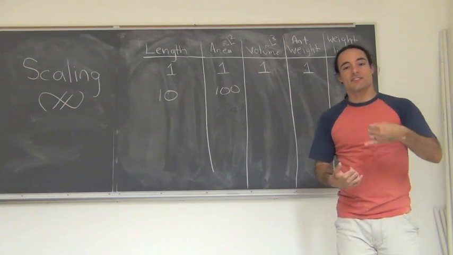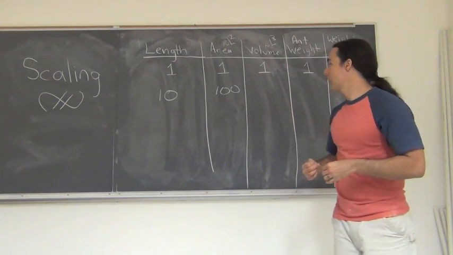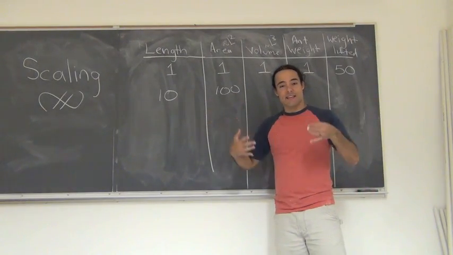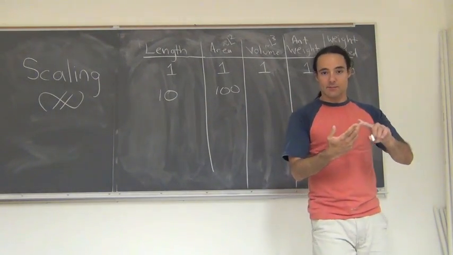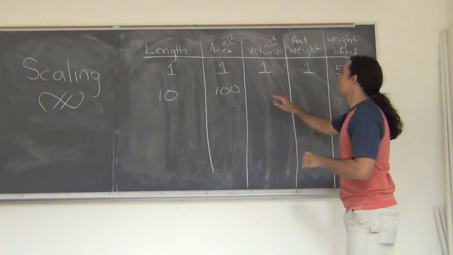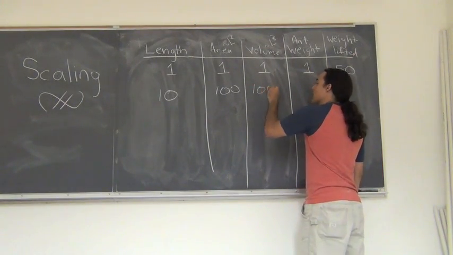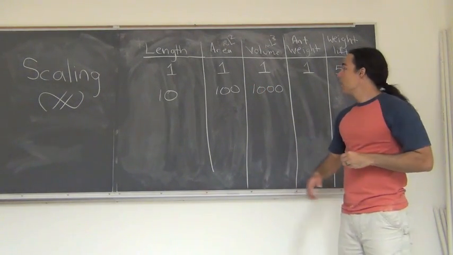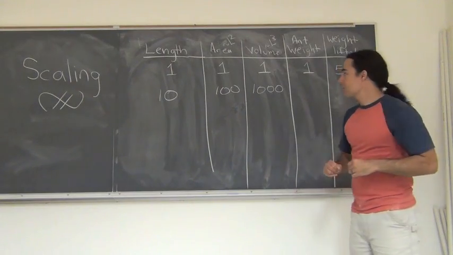It's length times width times height. That's 3 distances. If all of those lengths get 10 times bigger, I'm going to get 10 times 10 times 10 times bigger. The volume is going to get 1,000 times bigger. My volume's 1,000 times bigger.